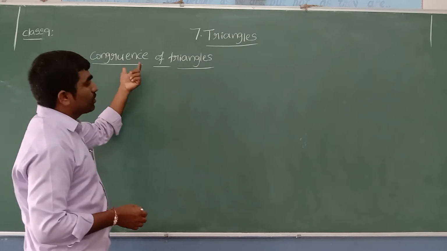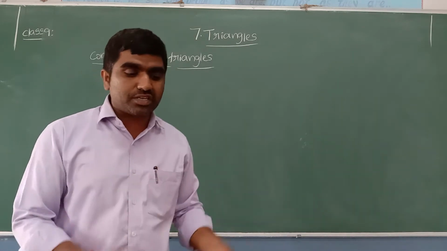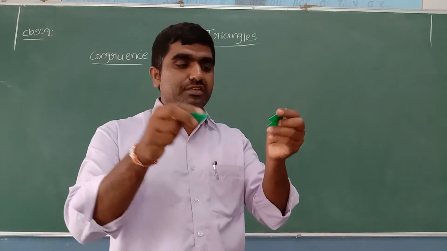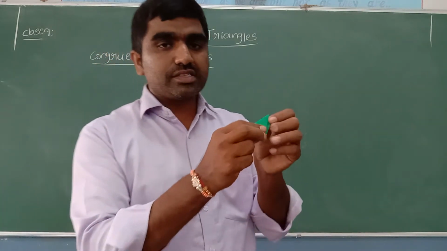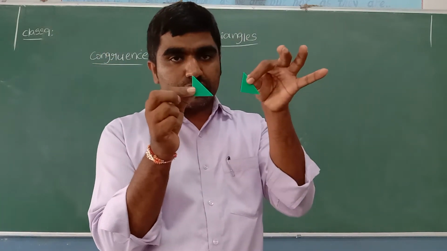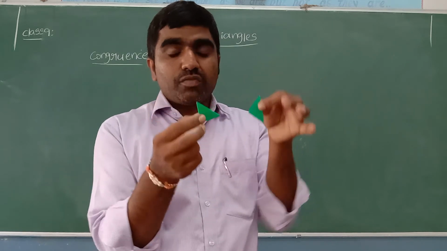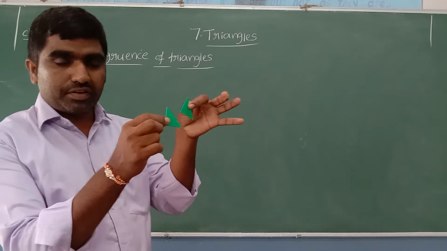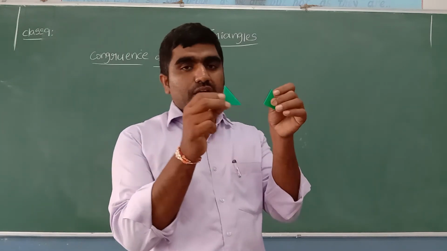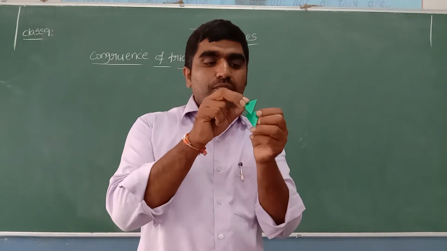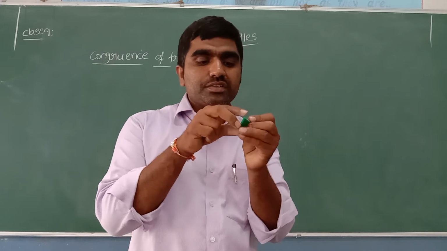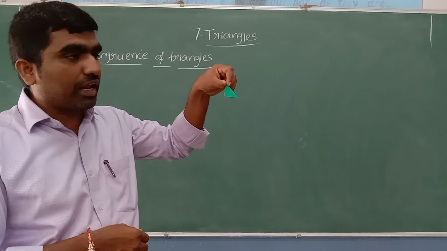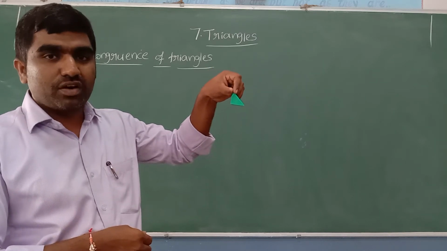What I said about congruent, the same thing we can see in the case of triangles also. Now let me take two triangles. You can see both are right angle triangles. Now we'll apply this congruency of figures for triangles also. I am taking two triangles. When I keep one triangle over the other triangle, we can see both coincide exactly. So these two triangles are called congruent triangles.